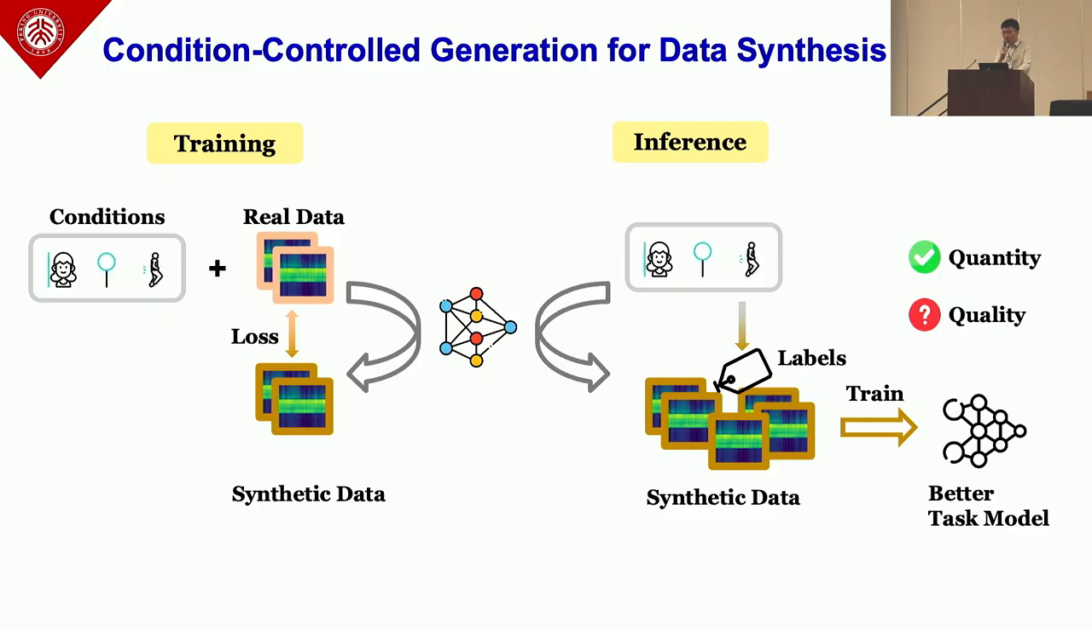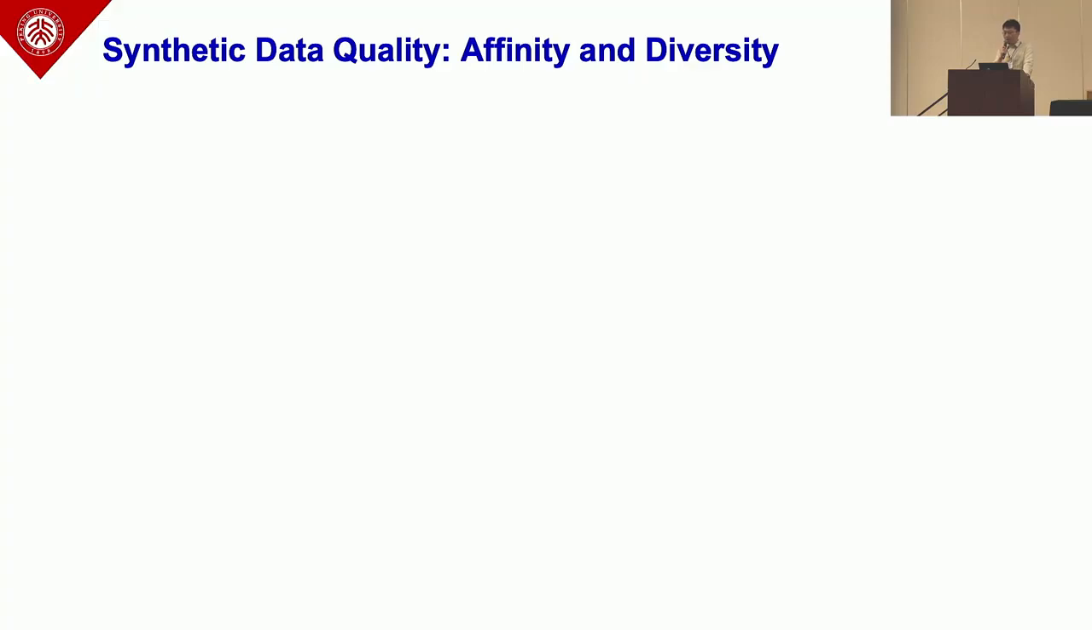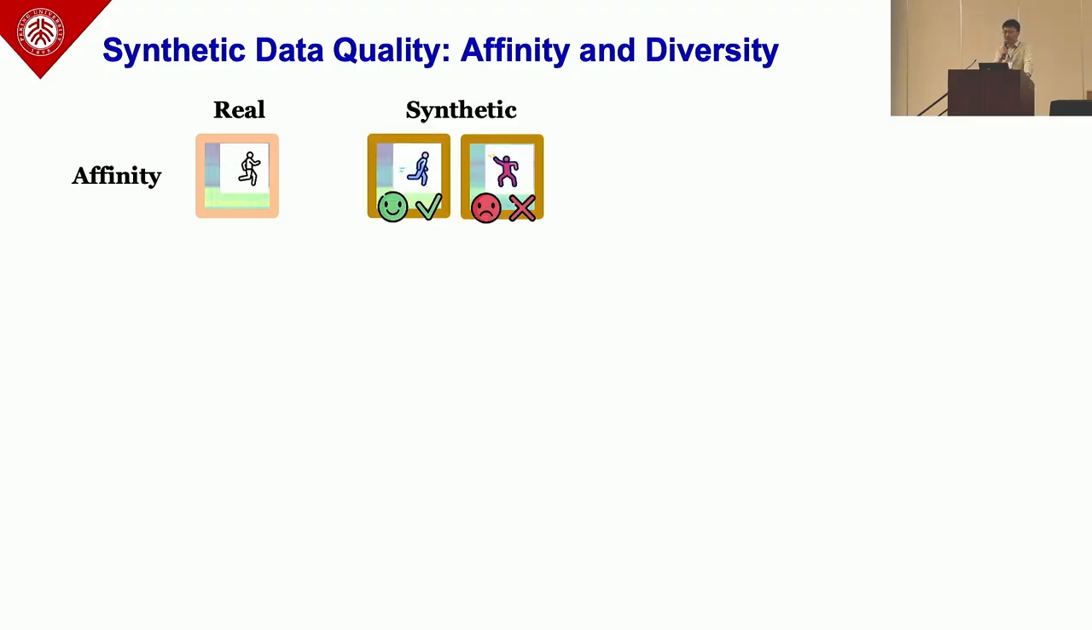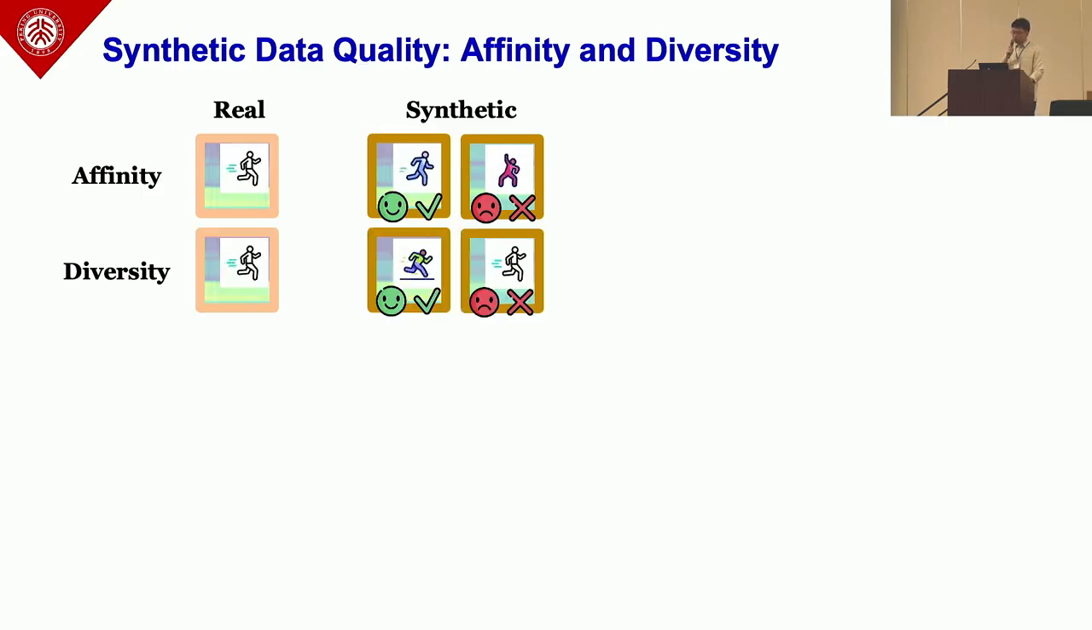But what about the data quality? In our paper, we take the first step towards evaluating the quality of wireless synthetic data, and we focus on two key attributes. The first one is affinity, which measures the consistency between real and synthetic data. For example, if you input the condition running, the generative model should produce a signal corresponding to running, not different actions like stretching. The second attribute is diversity. A model might learn to always replicate the same patterns from the training data set. While this may lead to high affinity, it's not what we want. Instead, we expect the generative model to produce diverse data that introduce useful variations to improve task performance.